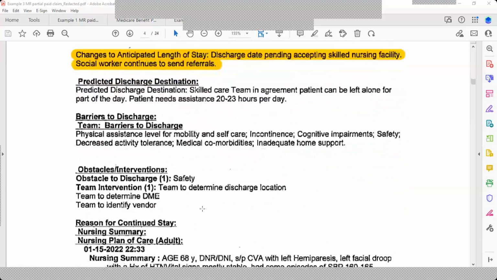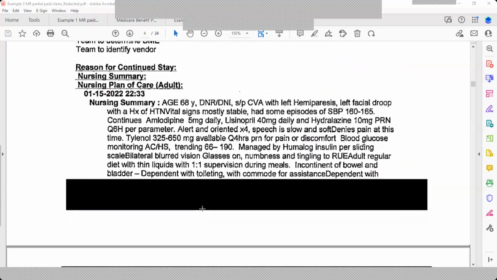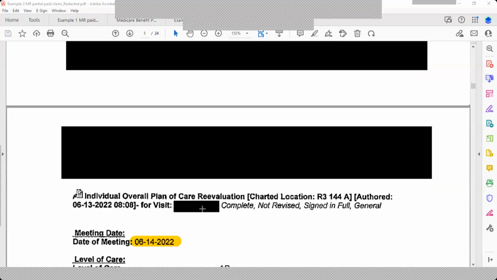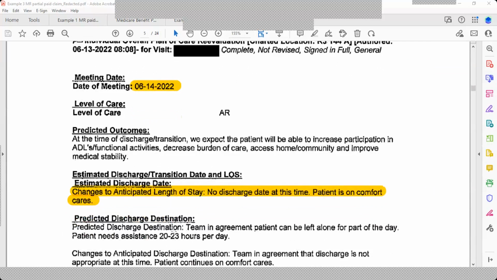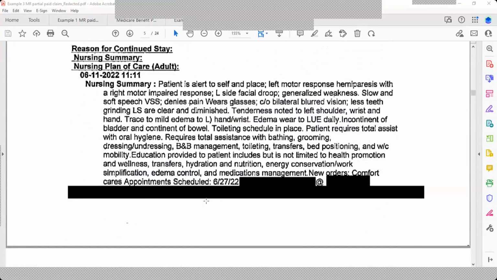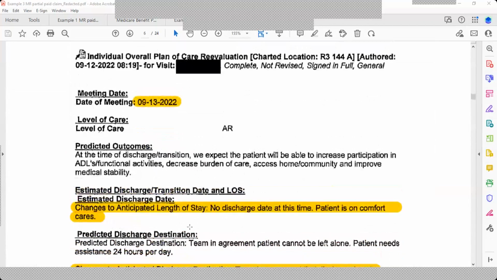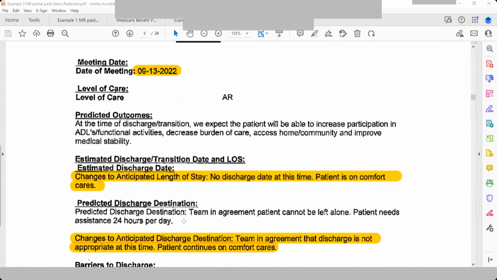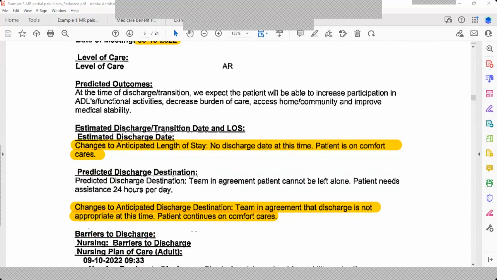The estimated discharge date changes again, starting with the interdisciplinary team meeting note on June 14th. Per this note, we can see there is no discharge date at this time, and patient was placed on comfort cares. The interdisciplinary team note on September 13th, 2022 still continues to document that there is no discharge date at this time. The note further documents that discharge is not appropriate at this time, and the patient continues on comfort cares.